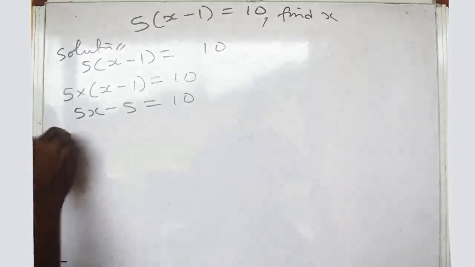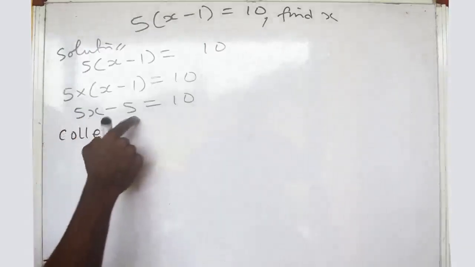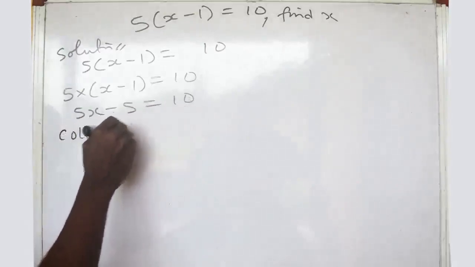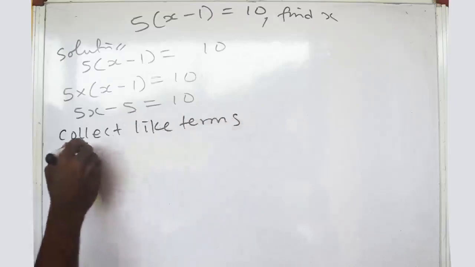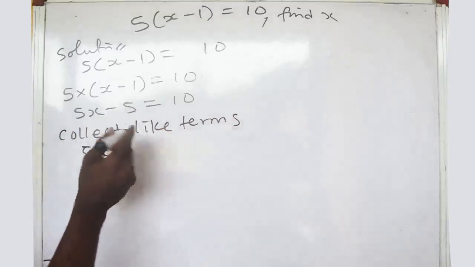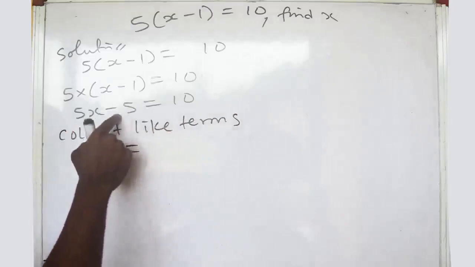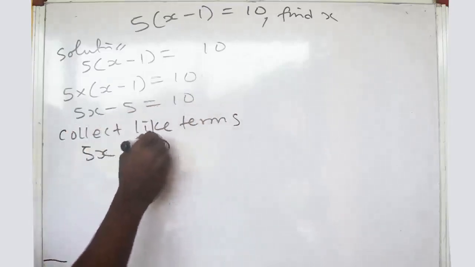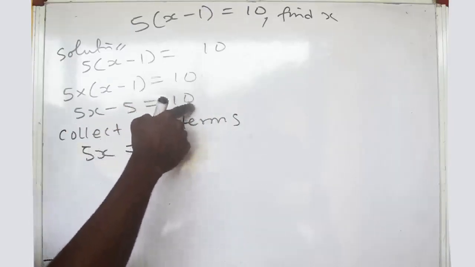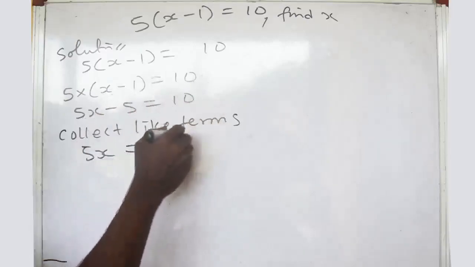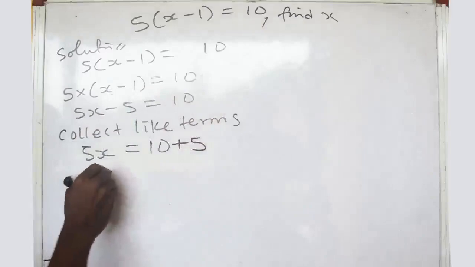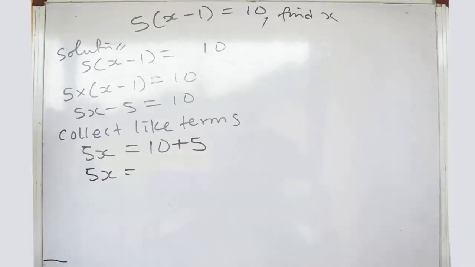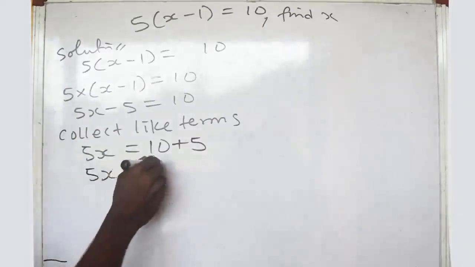So as it stands here, you say collect like terms because we see minus 5 and we see 10. They are like terms. If 5x, we don't have another x, we leave it. We have equality sign. We take this guy to the right hand side. 10 will not change sign because 10 did not move. Only this guy moved, the sign will change from minus to plus. So we have 5x is equal to this plus this will definitely give you 15.